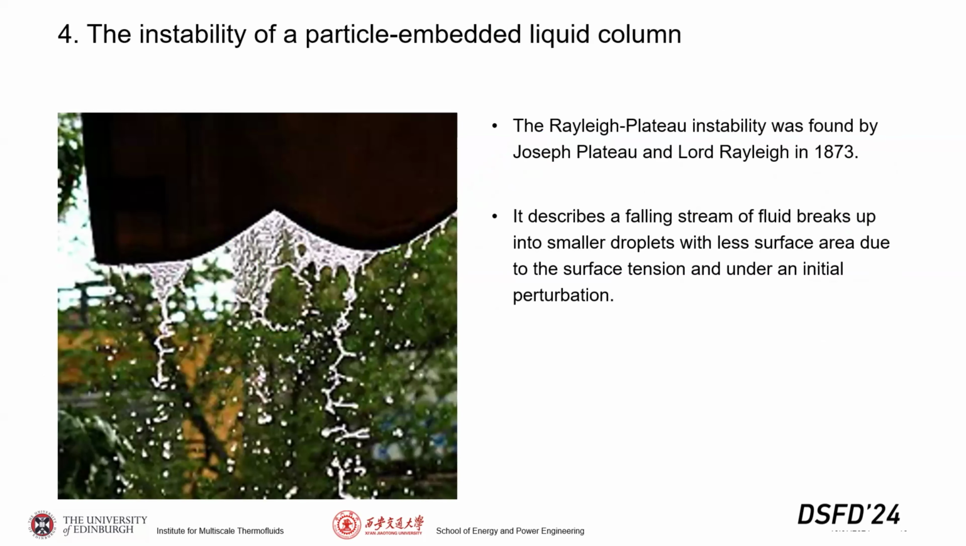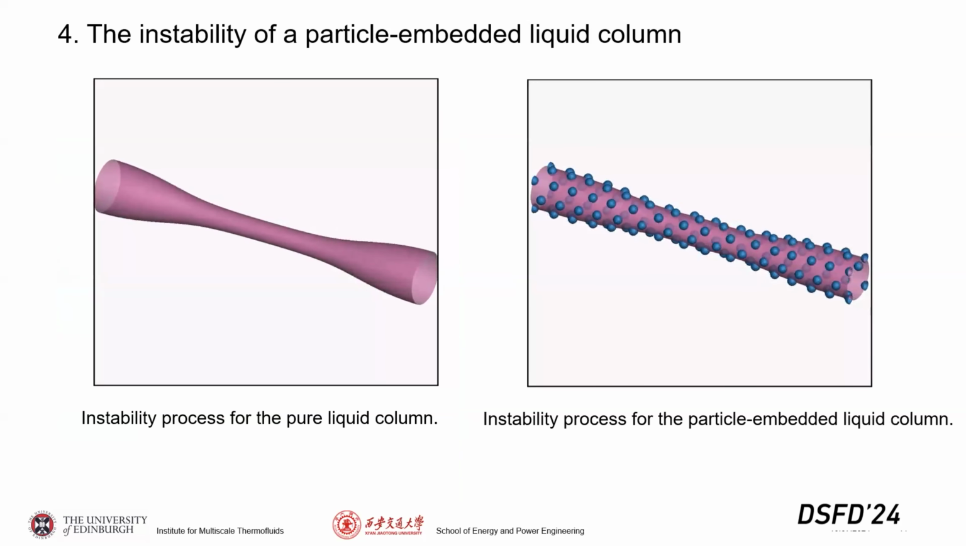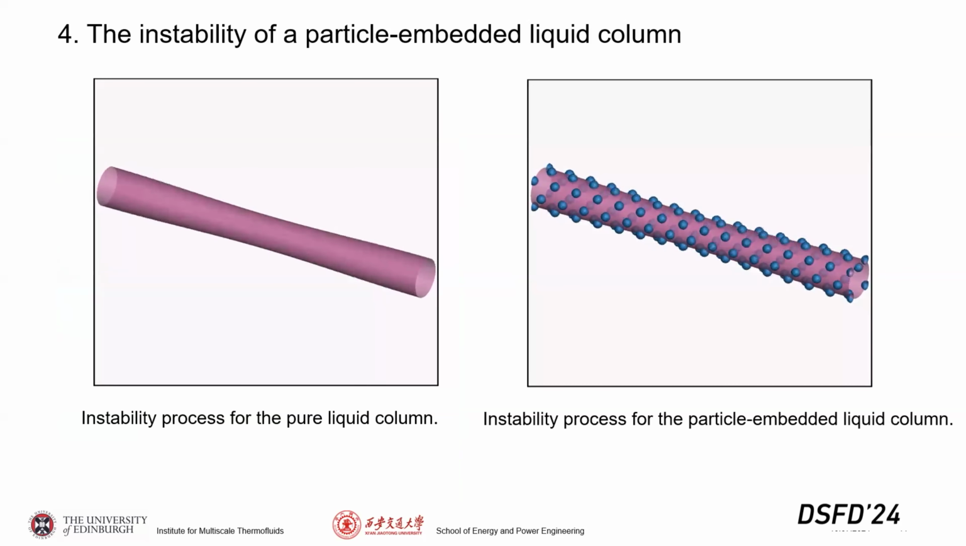Using this method, we try to simulate the unstable process of a liquid column. A long liquid column with initial perturbation will break up and form a series of small droplets under the surface tension. It is also called the RP instability, and we simulate this process to check how the particles at the interface can affect the instability process. I think this should be the animation.